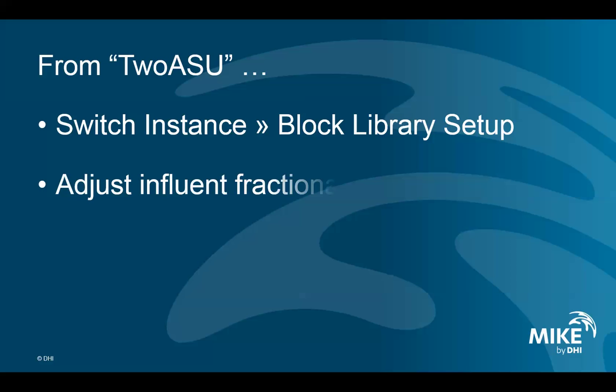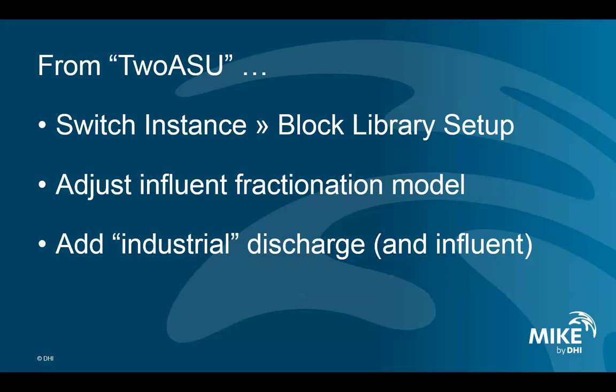Then I have adjusted the influent fractionation model, because now I have, if you recall, in this category 2 additional components compared to the ASM1 temp instance. So I've adjusted the fractionation model. I can show it to you in my project, and I have added a separate input block with the industrial icon to represent the discharge of my potentially inhibitory substance. And I have created a couple of plots which will demonstrate the effect of this discharge.